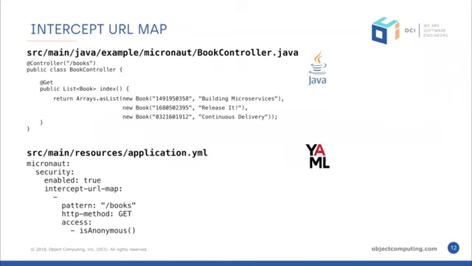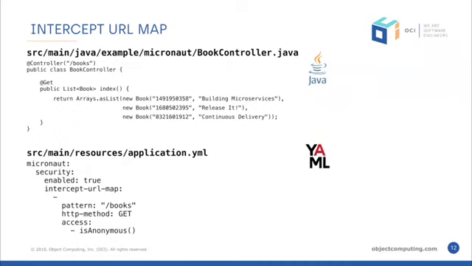Another way you can do it is to use an intercept URL map. The support for intercept URL map is turned on by default. At the top you have a controller without any annotation. By default, this controller endpoint will be secured. But at the bottom, I have in YAML the intercept URL map, which takes a list. This format is a bit weird, but it's the YAML format for a list. So it's basically a list of maps.